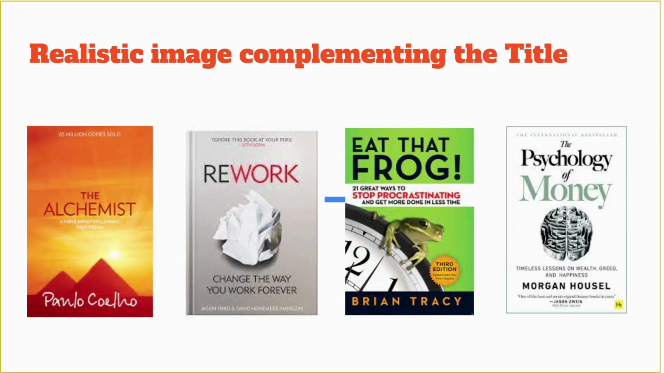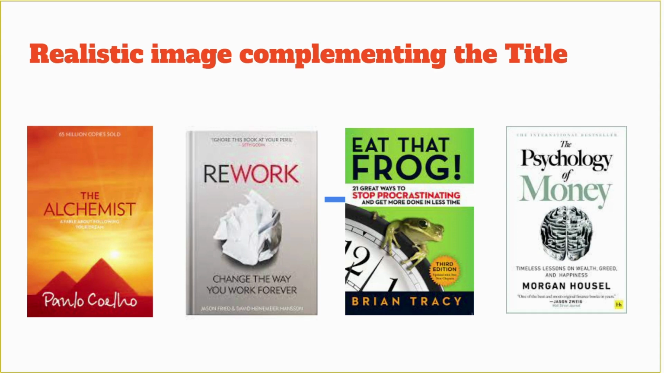Now coming to the next type of book. As you can see, these are all images of books that we have. In the first book you can see there's a real mountain. In the second there's a real crushed paper. Third, you have a real frog and a real clock. And in the fourth, there's some kind of realistic design of a brain.